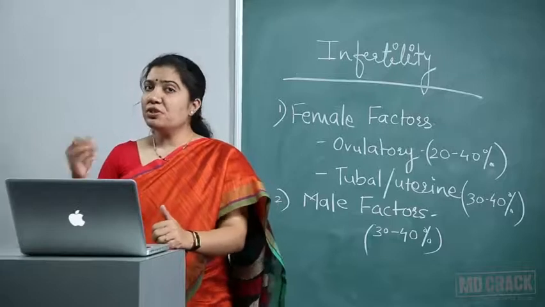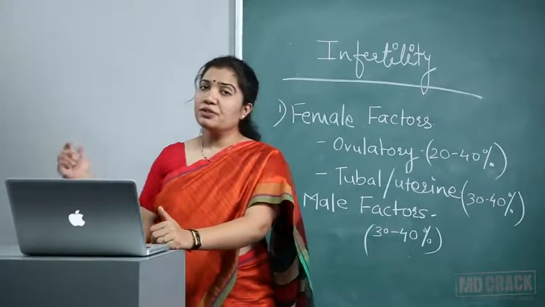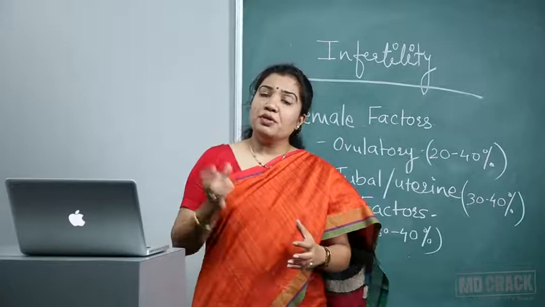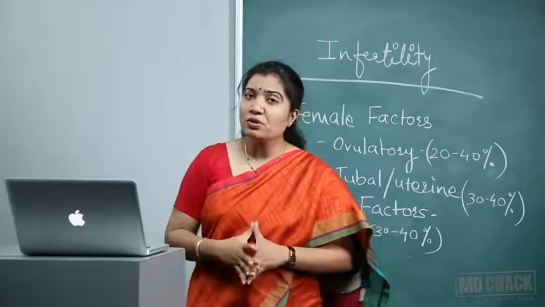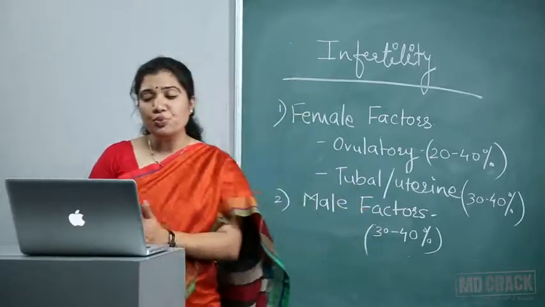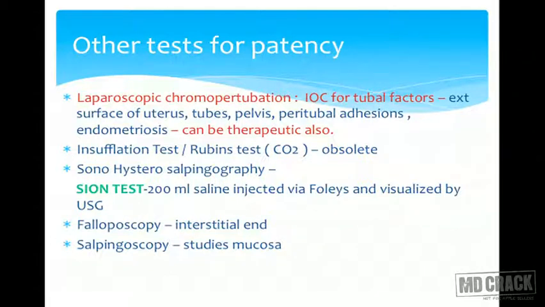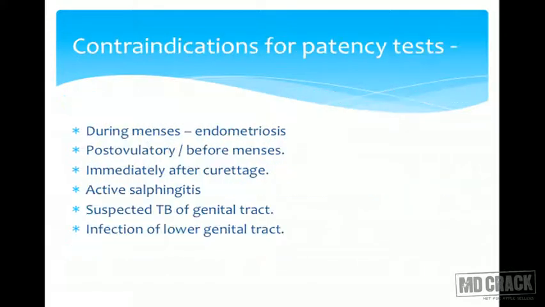Falloposcopy, in which you put a scope and a cannula inserted through the fimbrial end, gives you information about the inside of the fallopian tube. There also can be salpingoscopy, which studies the mucosa. So falloposcope goes through the interstitial end. Salpingoscope also helps in studying the mucosa of the fallopian tube. So these are the tests which give us additional information. But the commonly done test practically is HSG, but the investigation of choice is laparoscopic chromoperturbation.